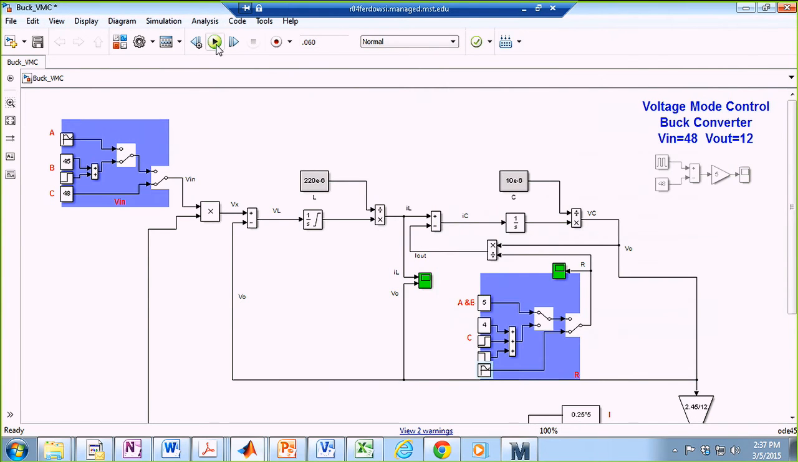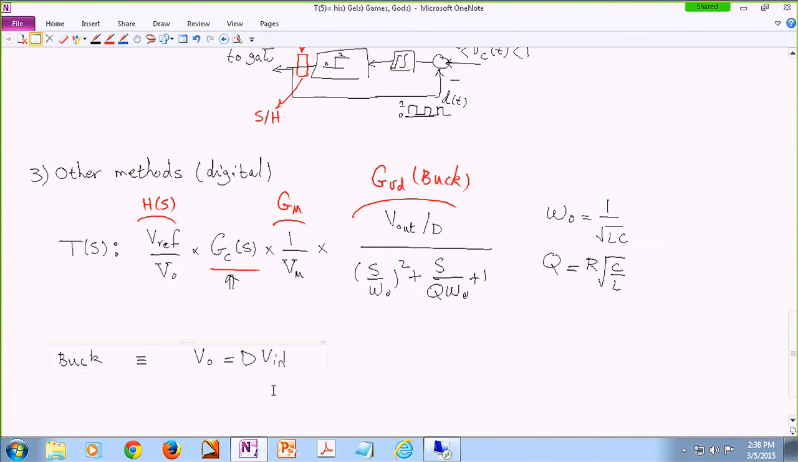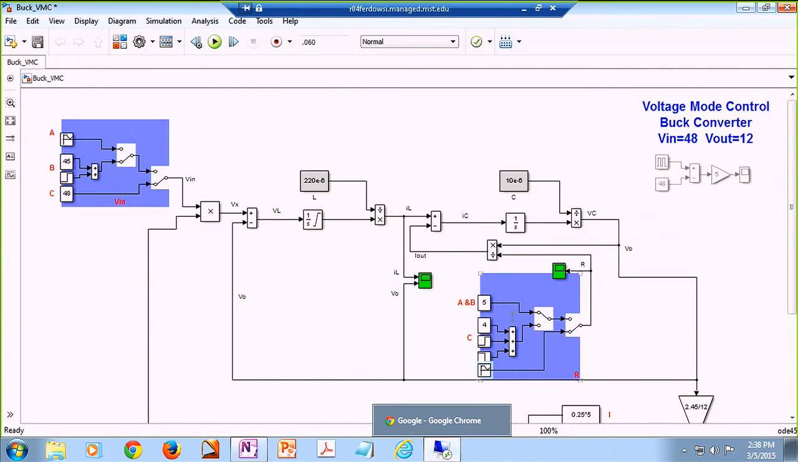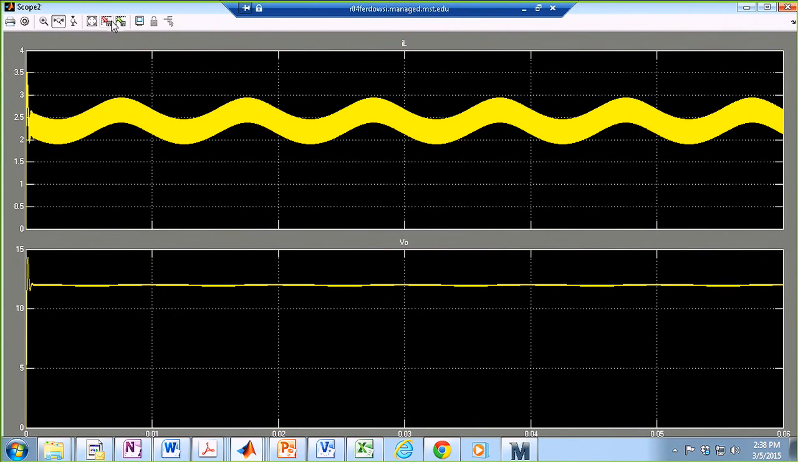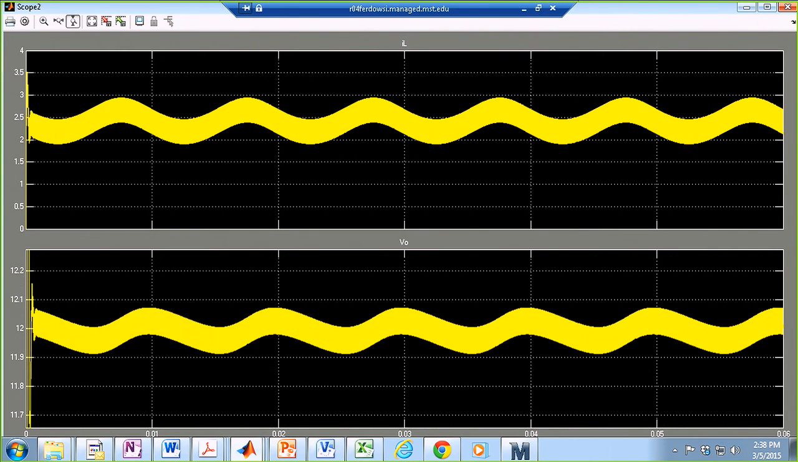All right, now let's take a look. So remember, this model, the simple average model, does not predict what happens in the system when the load changes, because there is no R in that last equation that I have on the screen. But here you can see that there is a little bit of a fluctuation actually. Okay, so the output voltage fluctuates because of the changes in the load.